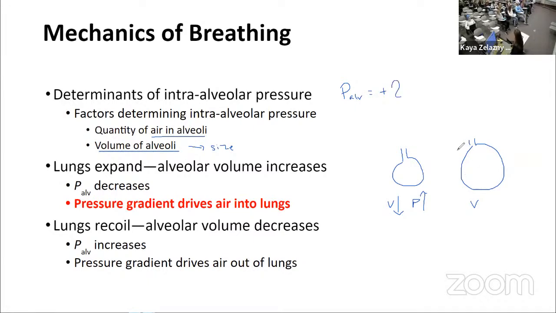Let's just pick a random positive number, so we could compare that to our pressure in the atmosphere. This is now our higher number. We now have a higher number inside the lung compared to outside your body, which means we're now going to have movement out.